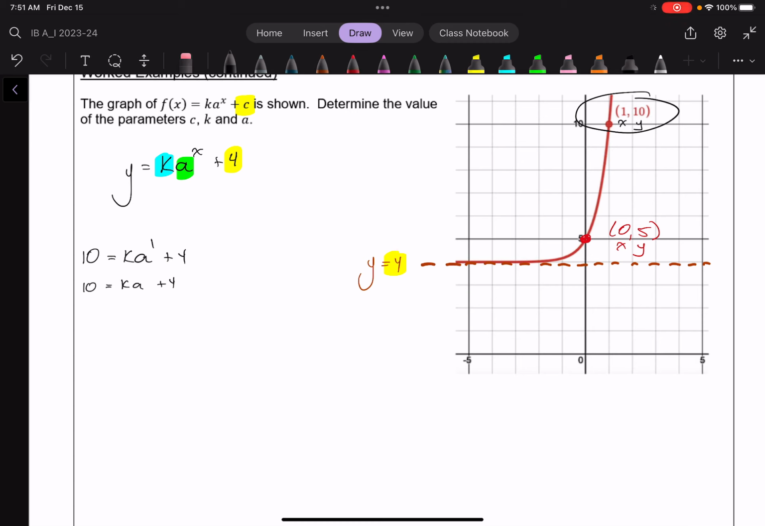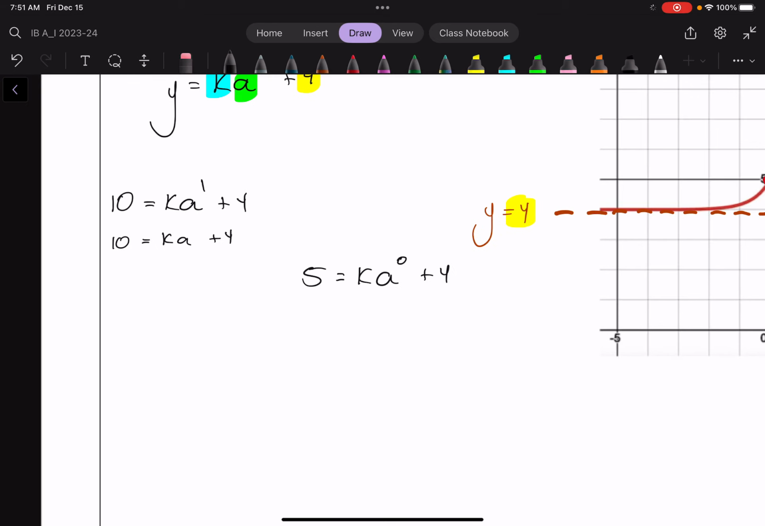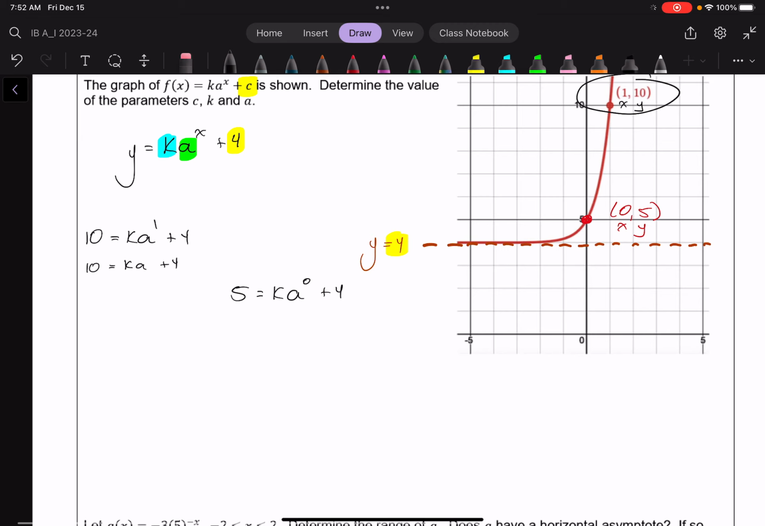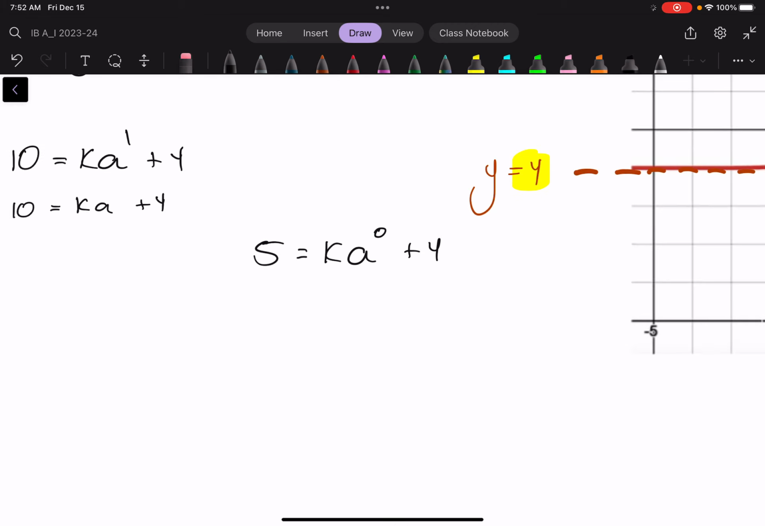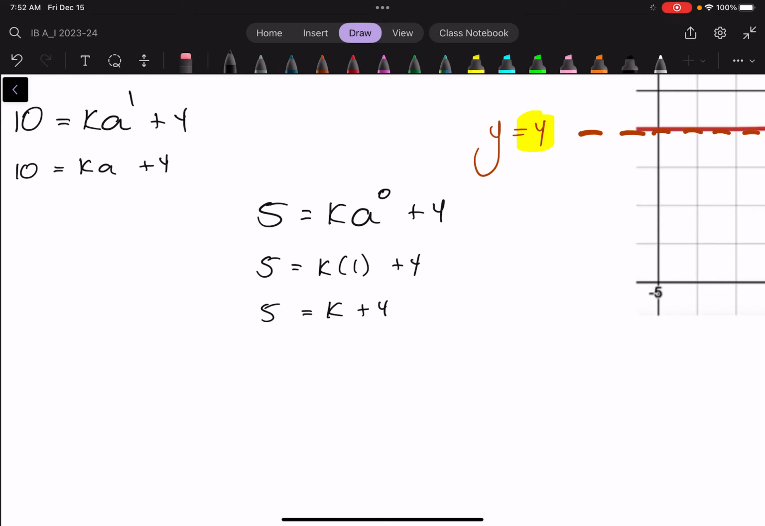Instead of y equals all this, I'll say 5 equals k times a to the power of 0, plus 4. Now this is a little more helpful because a to the power of 0, anything to the power of 0 is 1, as long as a is non-zero. And I know a is not 0, otherwise we wouldn't even have a graph. So I know I can say 5 equals just k times 1 plus 4, or just 5 equals k plus 4, which means subtract 4 from both sides, k must be 1.